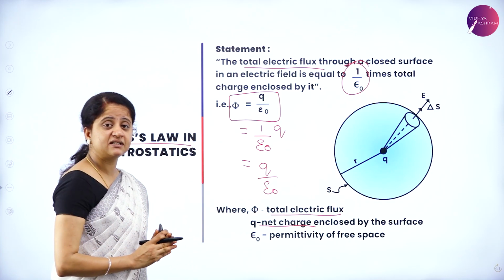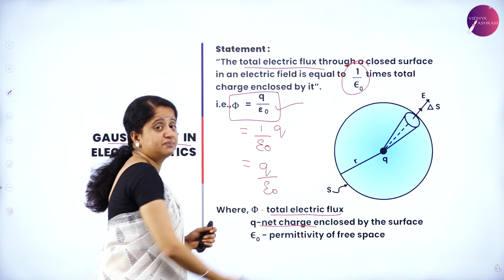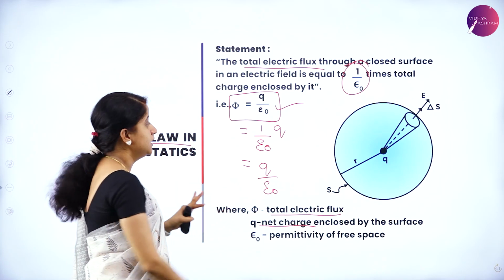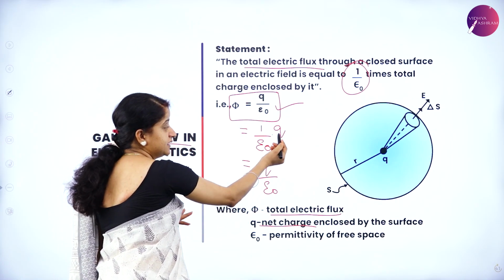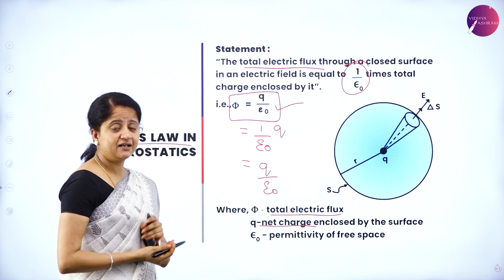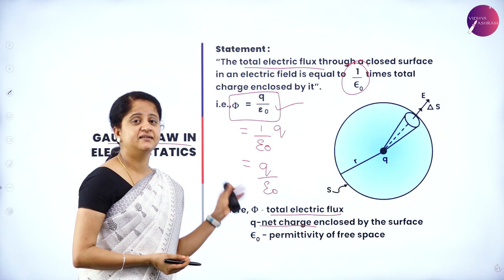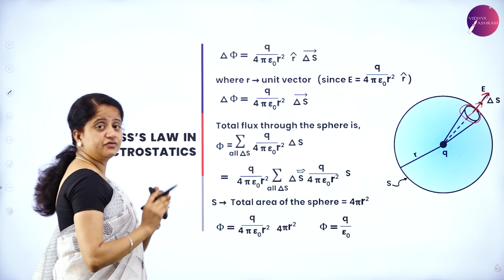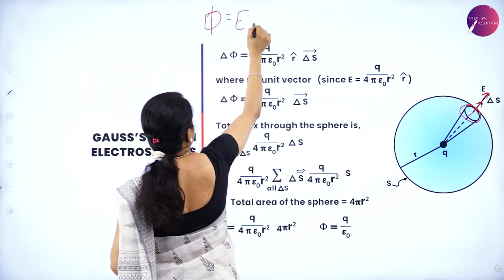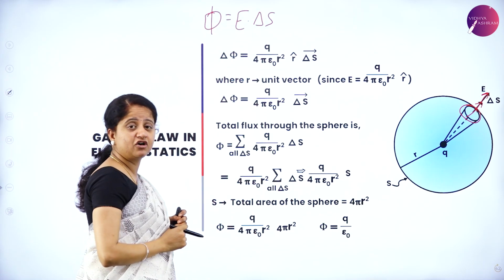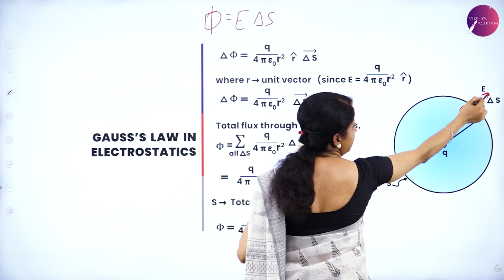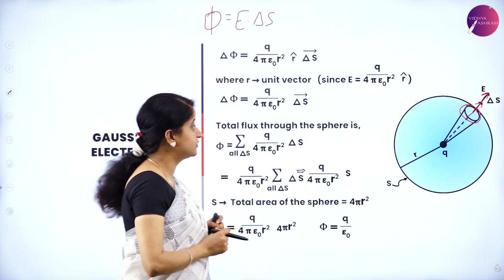To remember this definition, you must remember the expression. So when you know the expression, you can write the definition very easily. 1 by epsilon naught times the charge enclosed by the surface gives the electric flux through the closed surface, and that's the statement of Gauss law. So we all know that the electric flux phi is equal to E into delta S, that is the total electric field passing normally through a surface area. Now I have considered a small surface area delta S where E is the electric field passing through that surface.